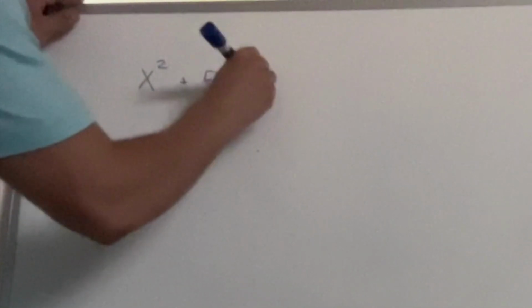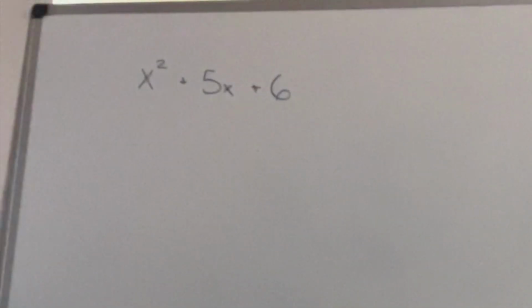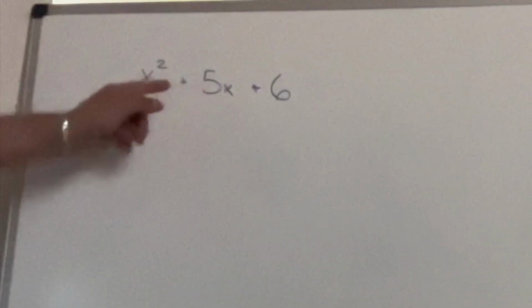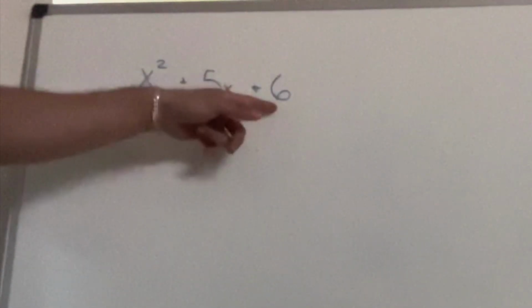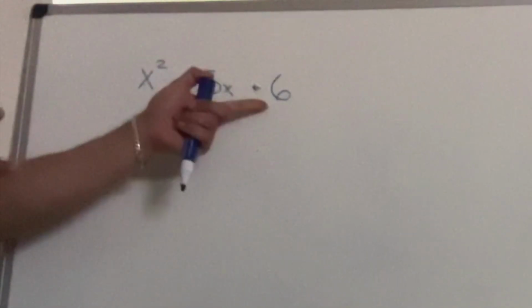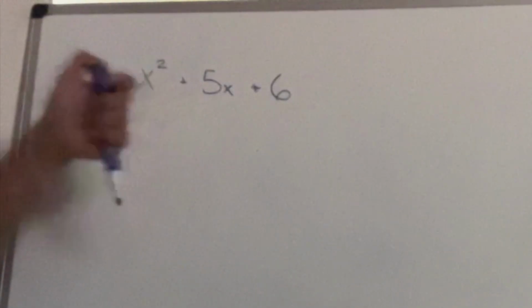Okay, let's do a recap. When dealing with a polynomial of power of 2, always look at the back number and the middle number. You don't really have to worry about the front. The back number you always look at to see what two numbers multiply to the back number and add up to the middle number, right?